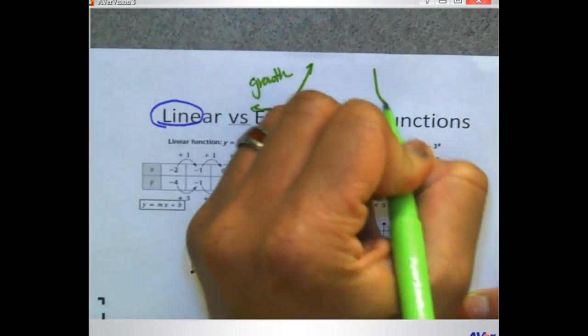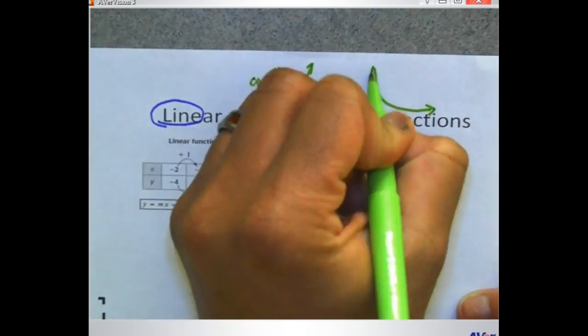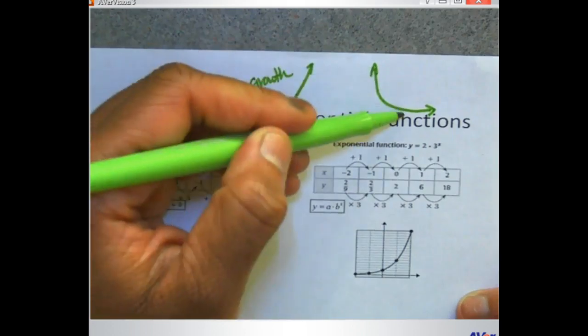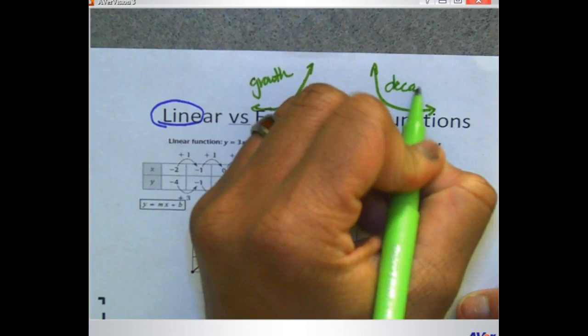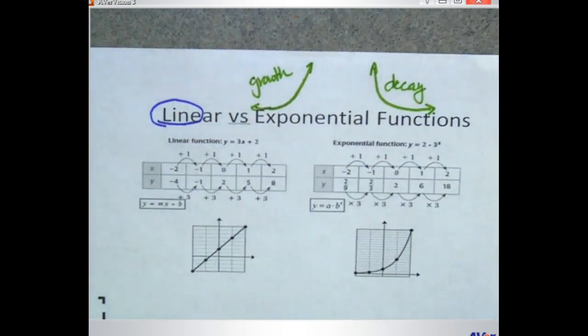it will fall really fast. So see this big old drop from like 0 to 1? It's going to decay exponentially. That means really, really fast.